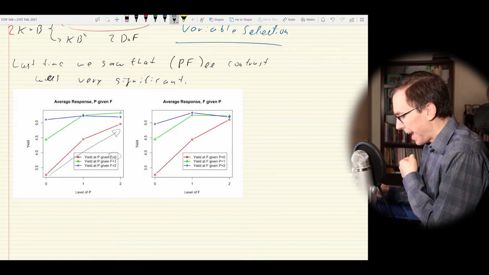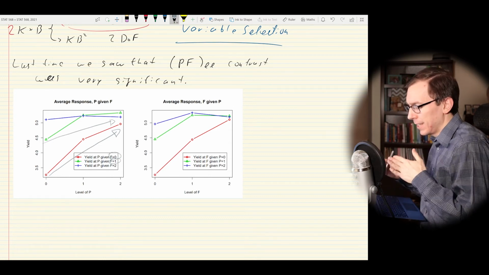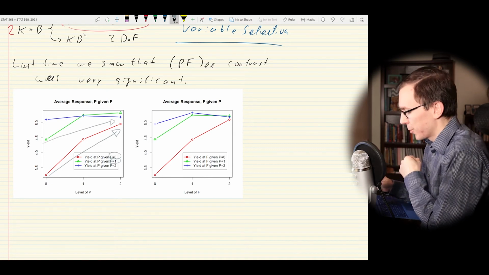But when we have F set to 1, we're already starting at a higher level, and we still increase, but we increase at, say, a lesser slope. In fact, 1 and 2 are kind of hard to distinguish here, but roughly you could think that we're linearly increasing, but at a slower rate.